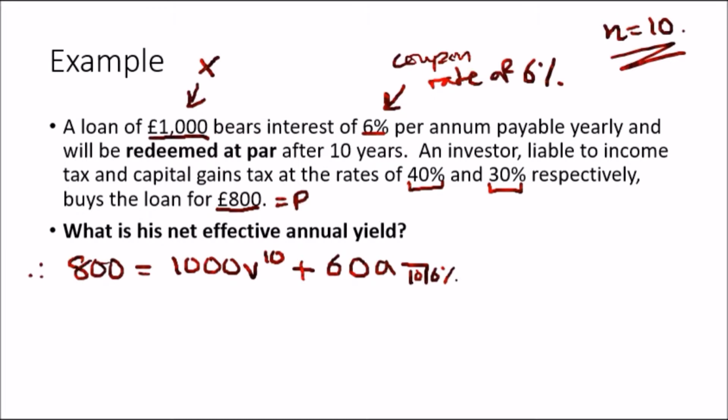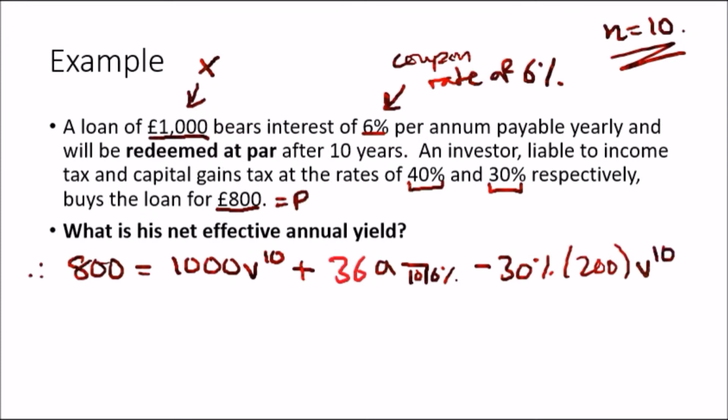We also know that there's income tax. So income tax is applied to this unit, so it would be 1 minus 40%, times 6%. So 60 would actually be down to 36. Nice and easy. So we're doing this as we go, yeah? Next, because of capital gains, we need to subtract the capital gain quantity, which is 30% of the difference between the redemption value and the price of the bond. So 30% of 1,000 minus 800, which will be 200, and this will be discounted by 10 years.